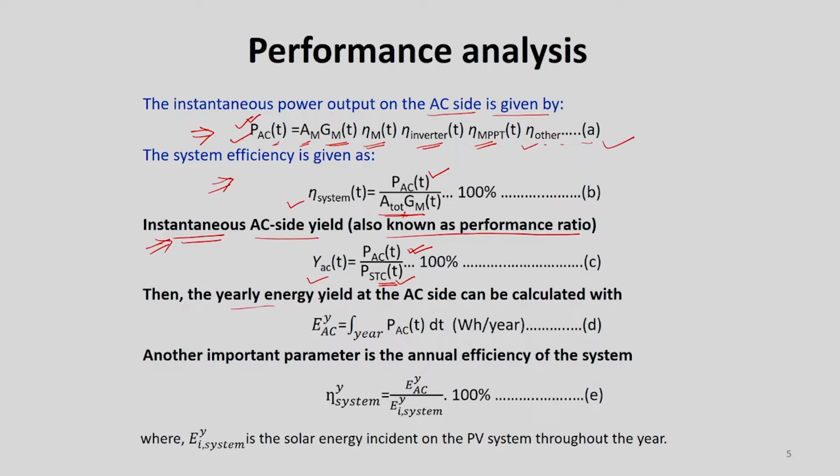Then the yearly energy yield at the AC side can be calculated. If we integrate over the year, then what we get is the yearly energy yield. Also we need to know one important parameter, the annual efficiency of the system. This can be represented using this equation: E_SUY, that is annual energy yield, to the solar energy incident on the PV system throughout the year.